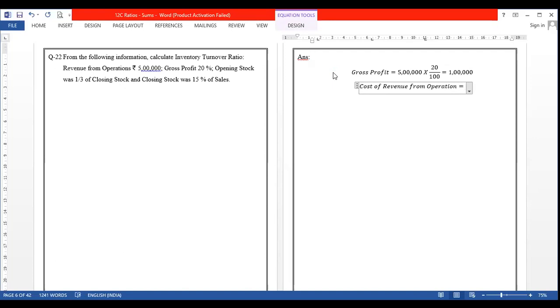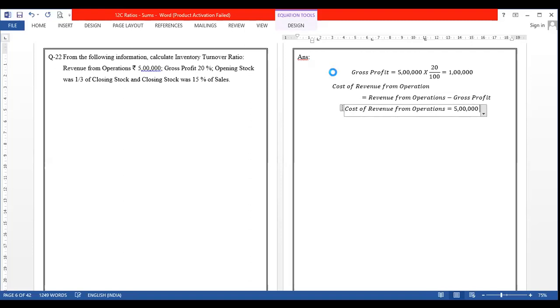What is the formula for that? Revenue from operations minus gross profit. Okay, fine. So let us place the values over here. Cost of revenue from operations will be equal to revenue from operations, rupees 5 lakh, minus 1 lakh. So this will be 4 lakh rupees.